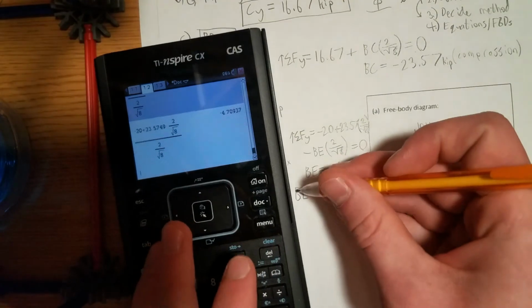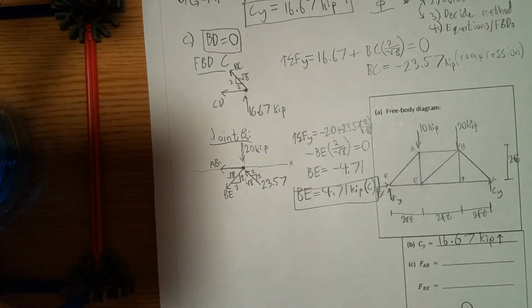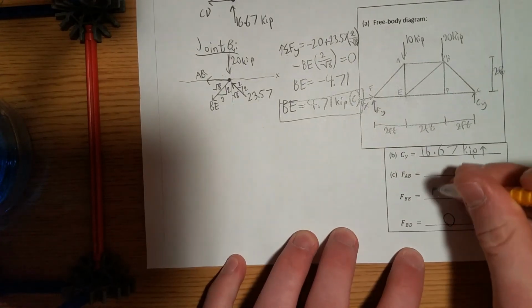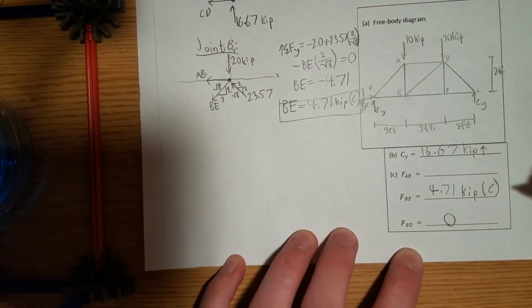So anyway, this is one of our final answers. What we're solving for is BE. We'll go ahead and write this in the bottom here, 4.71 kips in compression.